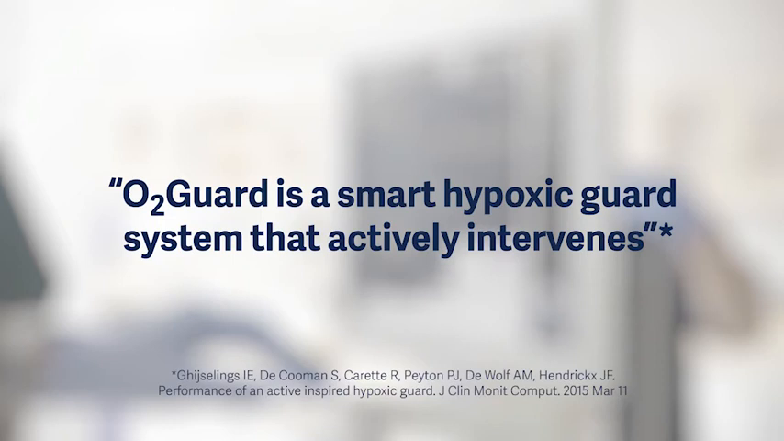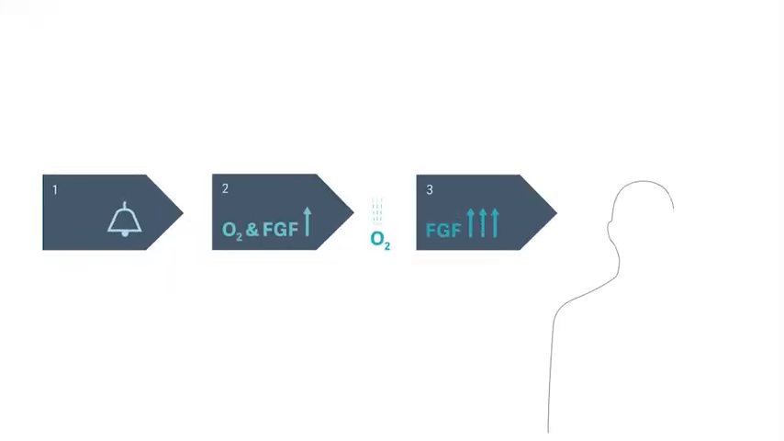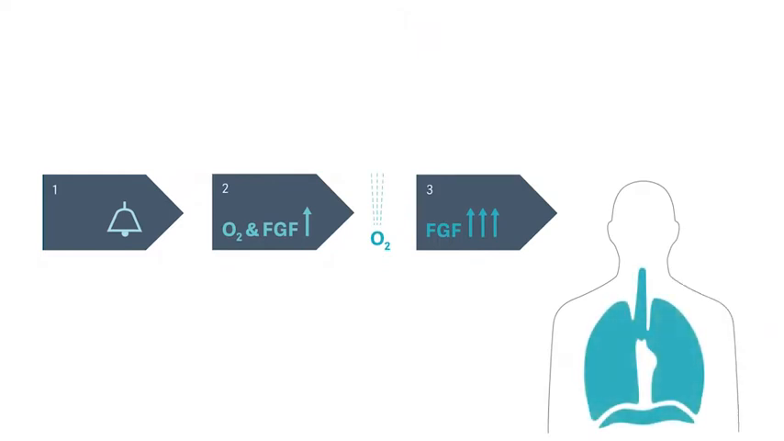Getinge's unique O2Guard is a smart hypoxic prevention system that actively intervenes. The O2Guard will override the machine settings and automatically increase fresh gas and oxygen if the inspired oxygen level drops below 21%.